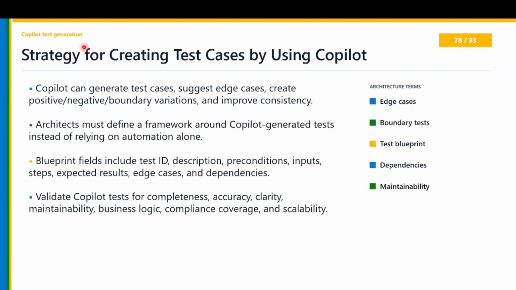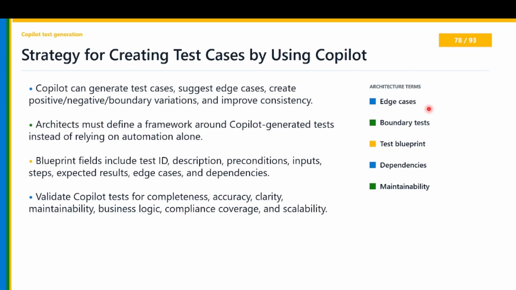All right, so we have Copilot test generation. Copilot test generation is done using Copilot Studio Analytics. So part of the Analytic Insight platform in Copilot Studio is where you can generate a metric or output of test of any agent that you test using the Copilot platform. So strategy for creating test cases using Copilot. By using Copilot, and these are the architecture terms here.